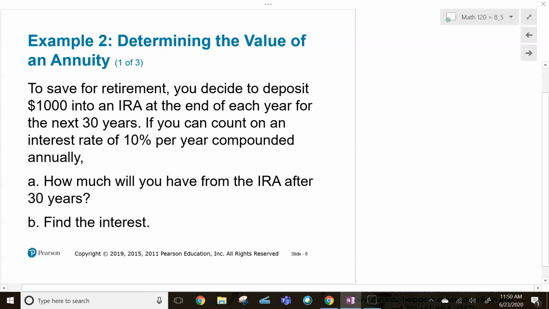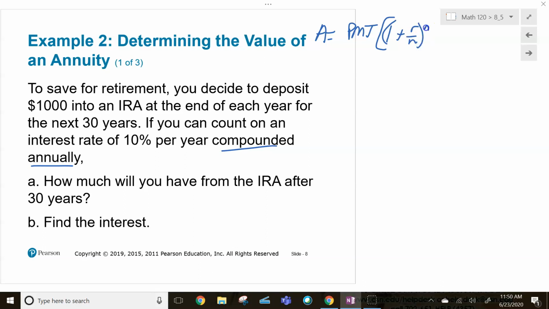Say for retirement, you decide to deposit $1,000 into an IRA at the end of each year for the next 30 years. You can count on an interest rate of 10% per year compounded annually. So our N is 1, compounded annually. How much will you have in the IRA after 30 years? So the amount is P, again, this is your payment. I'm going to change that to PMT. 1 plus R over N to the NT minus 1 all over R over N.